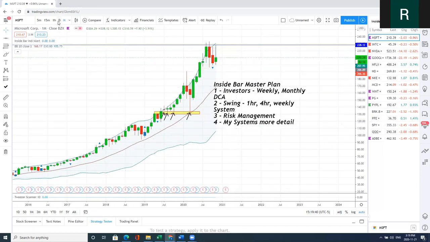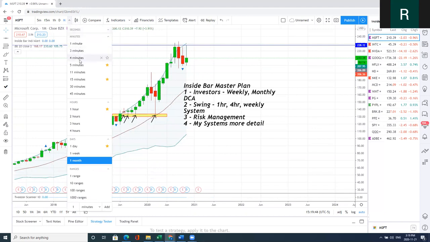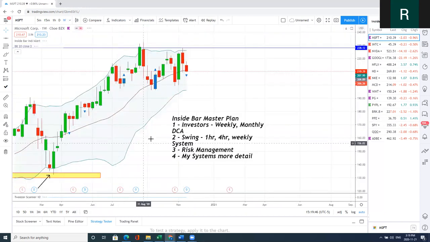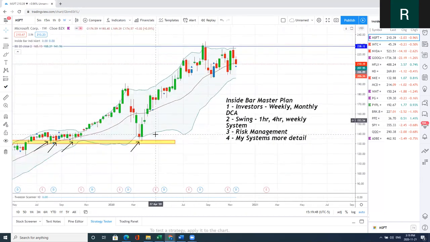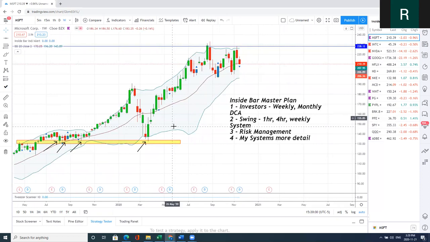So just to recap, for the inside bar master plan with investors, we want to pick a bundle of stocks that we believe are transformative, that we're not worried about if this inside bar does not work. Let's say it breaks the high and then it turns around and comes down here. We're not worried about that because we're going to dollar cost average. The next inside bar that sets up, we're going to add again.